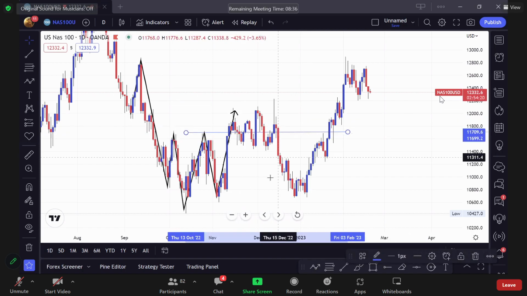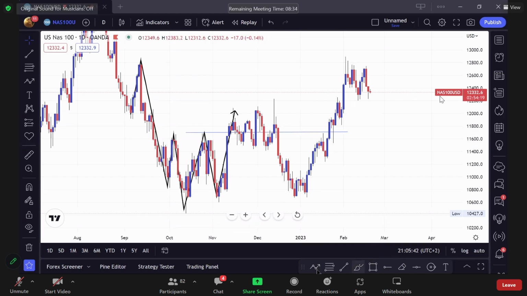And then price comes down, goes up, comes down, goes up, comes down, goes up, comes down. Right. So over here, would you not have said that this would have been a change of character to the downside?